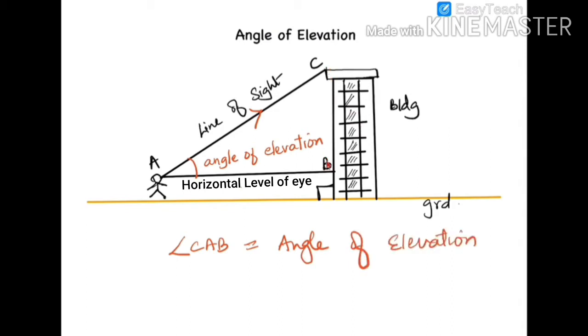If we join C and B, we get a right angled triangle. So if we know the angle of elevation and any one side is given, then we can use trigonometric ratios to find unknown sides.